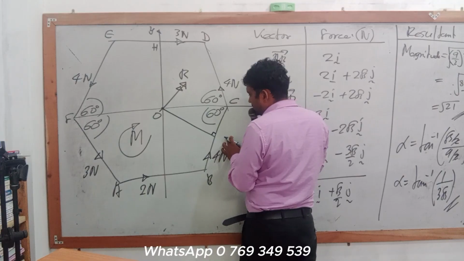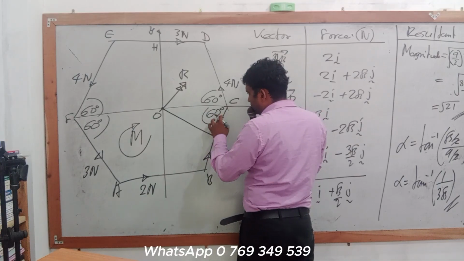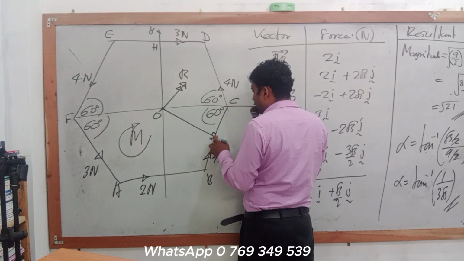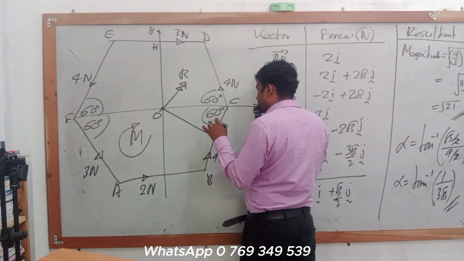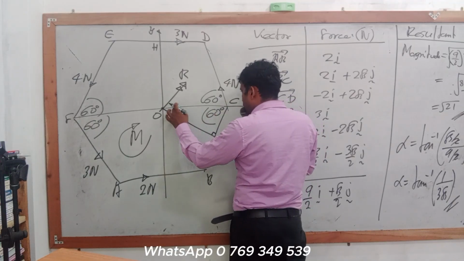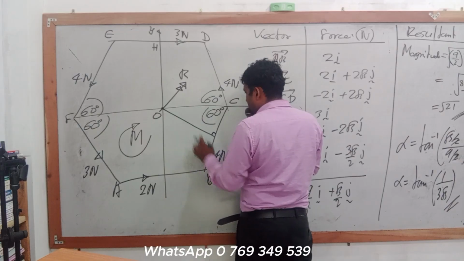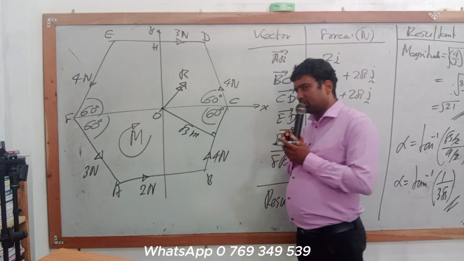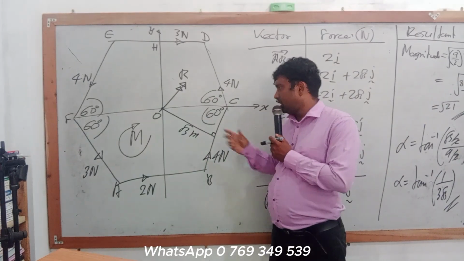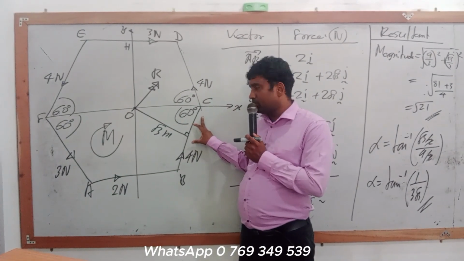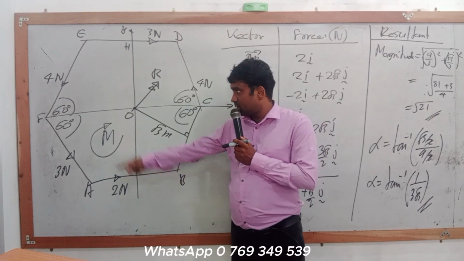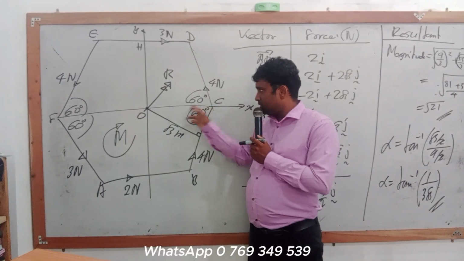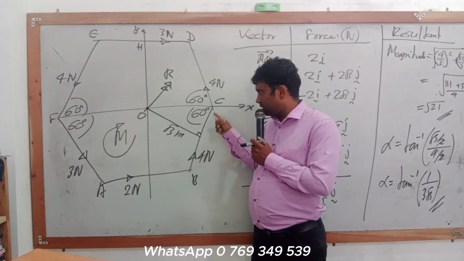One side of this one is 2 meter, right? Therefore, this one is 2 meter, 2 sine 60. 2 sine 60 is root 3 meter. That is the length. Perpendicular length is this one. One side of this one is 2 meter, right? Therefore, every side is 2 meter. Therefore, this one also 2 meter, right?